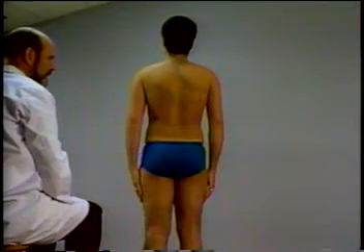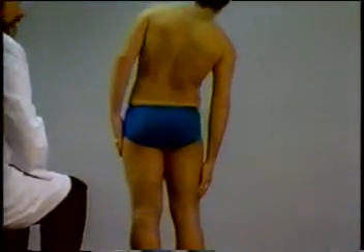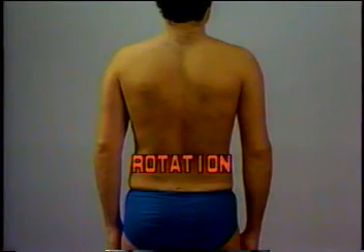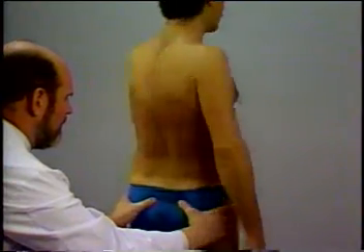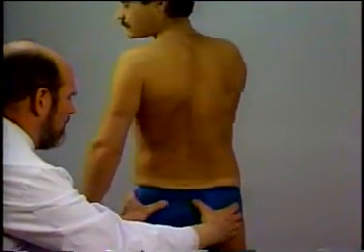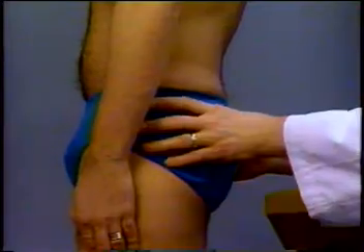Lateral bending. The patient leans to one side and then to the other. Difference in range can be measured by assessing the distance from the fingertips to the floor level. Rotation. Stabilize the pelvis and ask the patient to twist to one side and then the other. This may also be assessed with the patient sitting on a stool, which in itself stabilizes the pelvis.